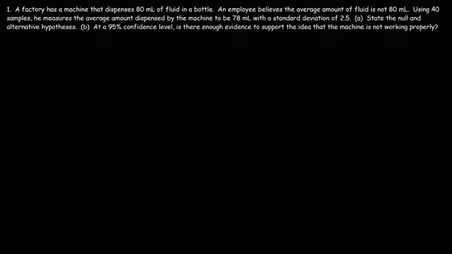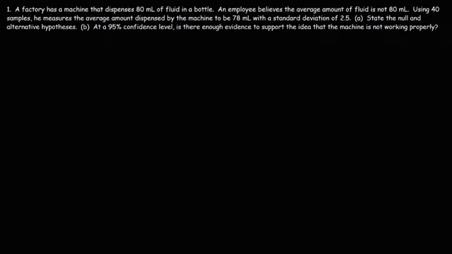In this video, we're going to work on some problems that relate to hypothesis testing of the population mean. So let's start with this one. Number 1, a factory has a machine that dispenses 80 milliliters of fluid in a bottle. An employee believes the average amount of fluid is not 80 milliliters. Using 40 samples, he measures the average amount dispensed by the machine to be 78 milliliters with a standard deviation of 2.5. Part A. State the null and alternative hypotheses.